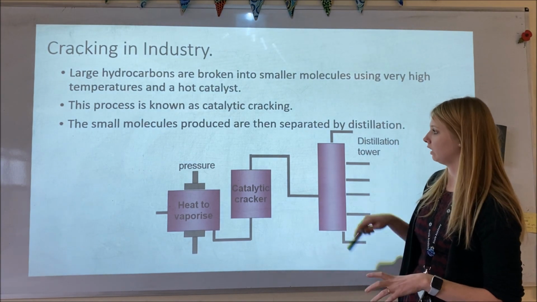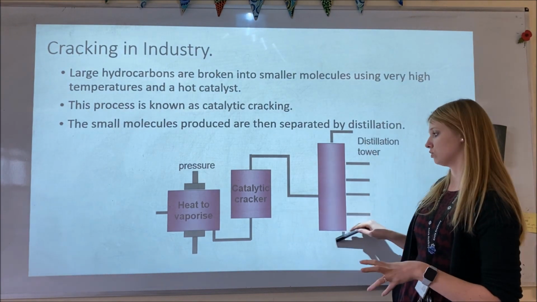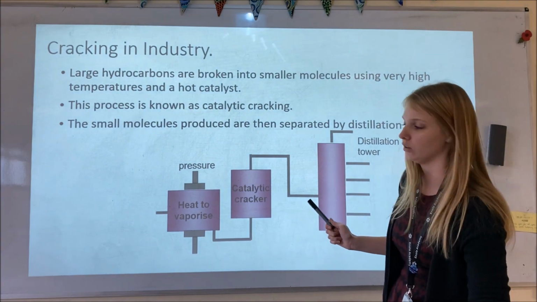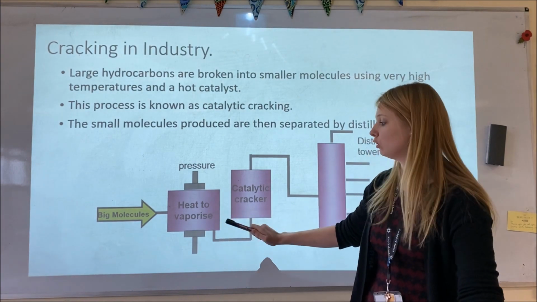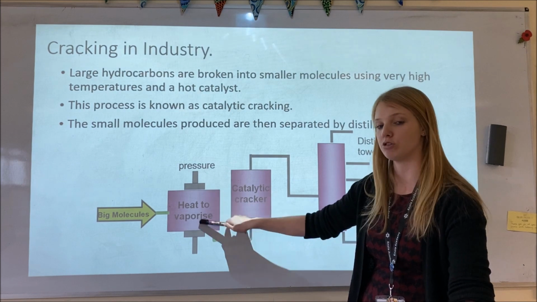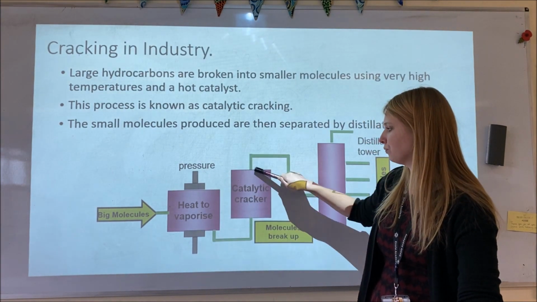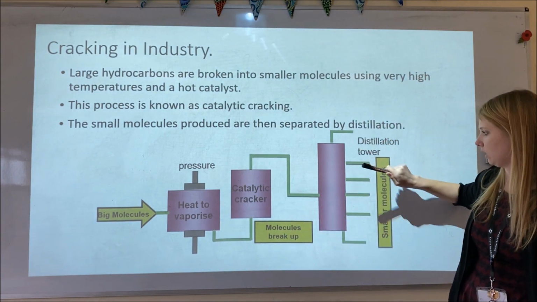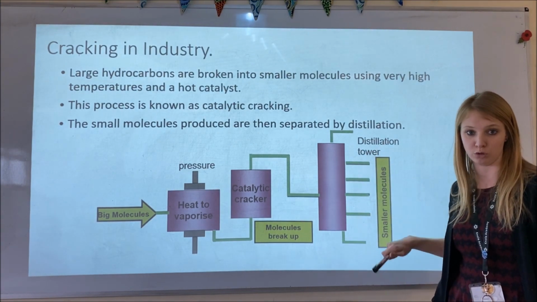Once we have done that and we've got all of our different smaller molecules, we can then use distillation again to separate those smaller molecules. So our big molecules are put in here. A lot of heat is added and that vaporizes them. Lots of heat and pressure. They go through our catalytic cracker, getting smaller and smaller, and then we can separate them in our distillation tower to get our smaller molecules.